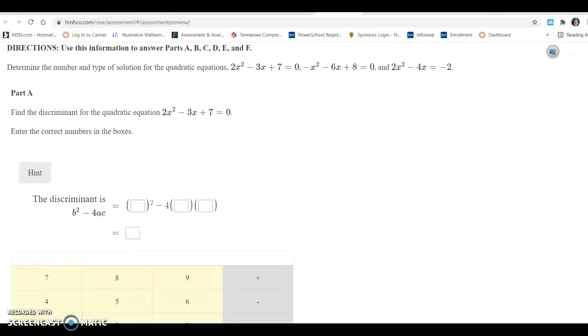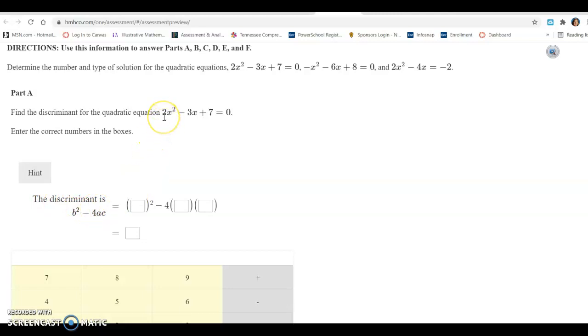It says determine the number and type of solutions for the quadratic equation. All right, so it gives us this first equation, a second equation, and a third equation. So let's start with part A. Find the discriminant for the quadratic equation 2x squared minus 3x plus 7. Alright, so remember the discriminant is just the part under the square root. This is one of your vocabulary terms, so you need to know what a discriminant is. So we've got b squared.